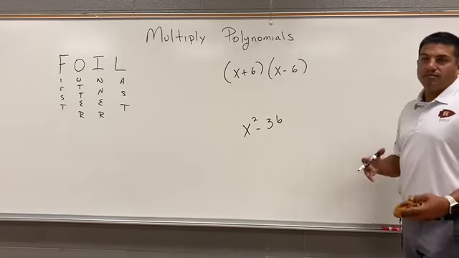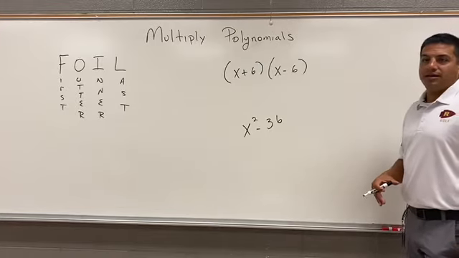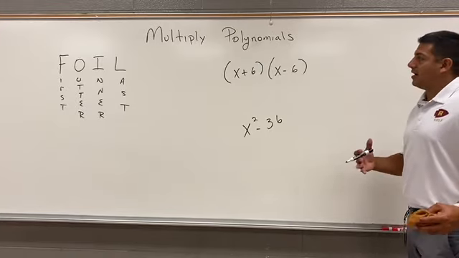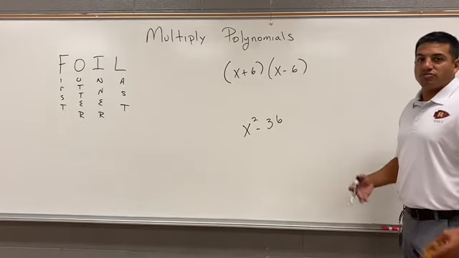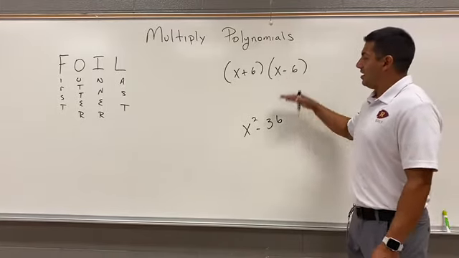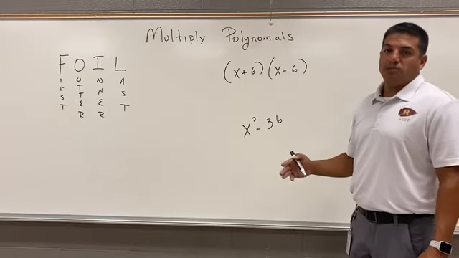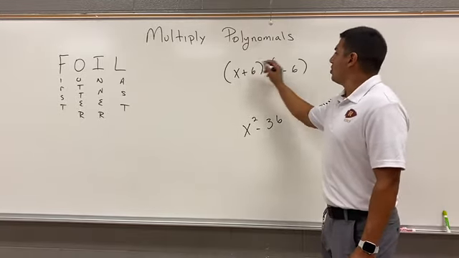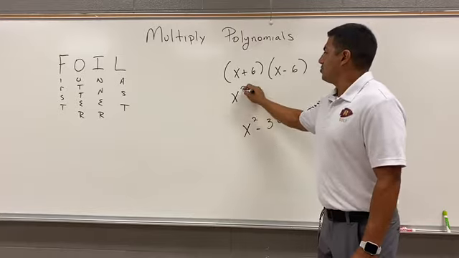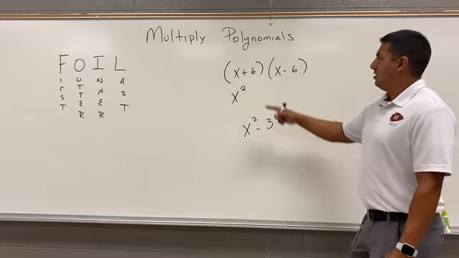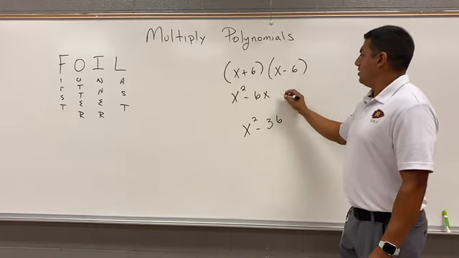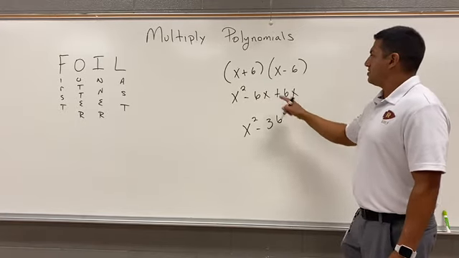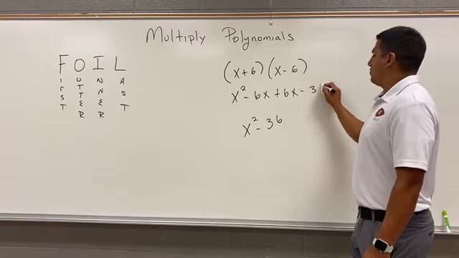Now if we're not recognizing that at the beginning, or if we're in a test and we're kind of stressing out and we don't necessarily see that, we can always revert back to our FOIL method. This is nothing that we cannot get to without multiplying this like normal. So if we go x times x, for the first, we still get x squared. If we go outer, we get negative 6x. If we go inner, we get positive 6x. And then we go last, we get negative 36.